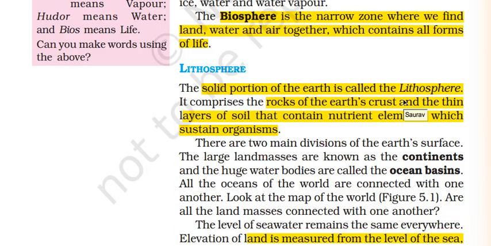Now what is a biosphere? It is actually a narrow zone where we find land, water and air together. Now it contains all forms of life because it has all the ingredients: land is there, water is there and air is there. Now what is a lithosphere?